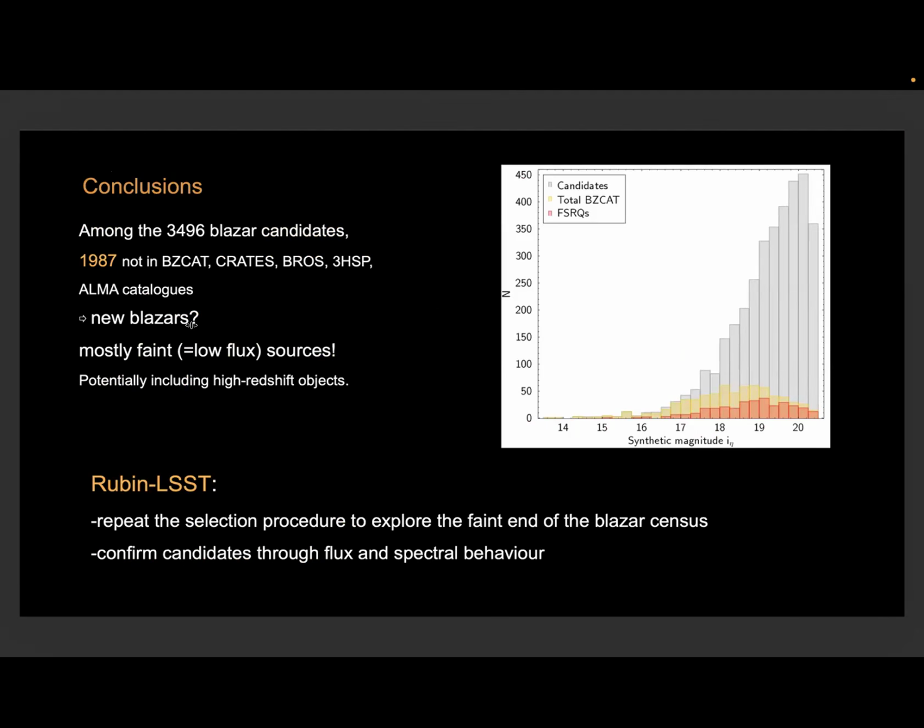A sample that we call the result. And we saw that almost 2,000 of them are not in previous blazar catalogs. They may be new blazars, and they are mostly faint sources. So hopefully, this sample includes high redshift objects, very valuable high redshift objects. So we are looking to repeat this procedure, maybe improving it in view of the Legacy Survey of Space and Time. Thank you.